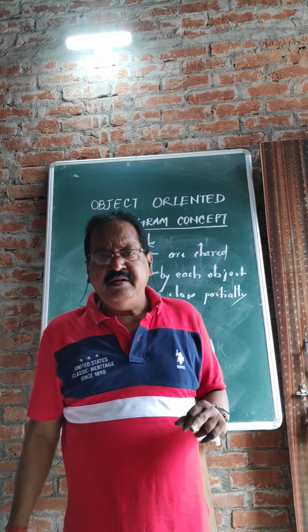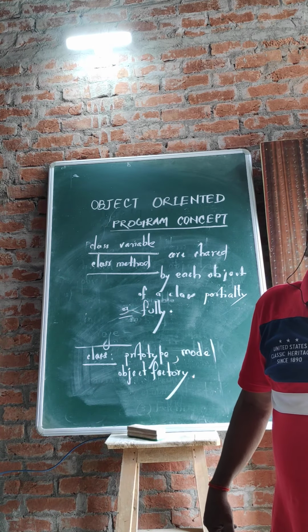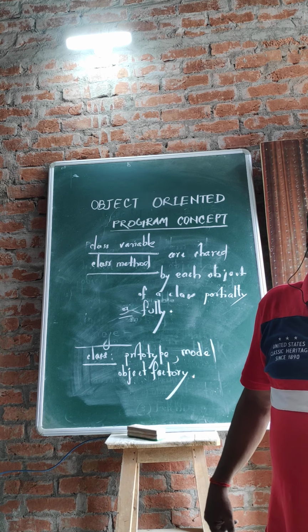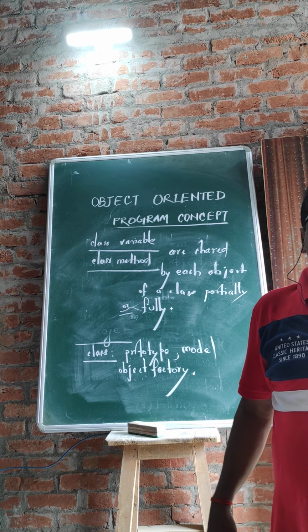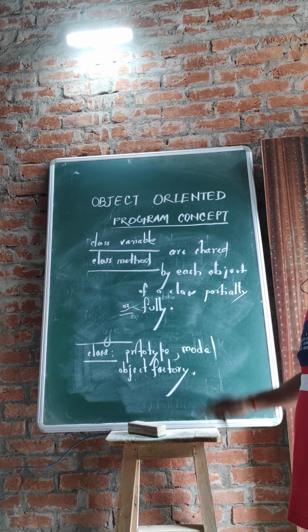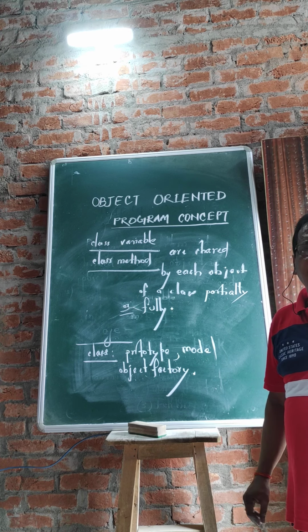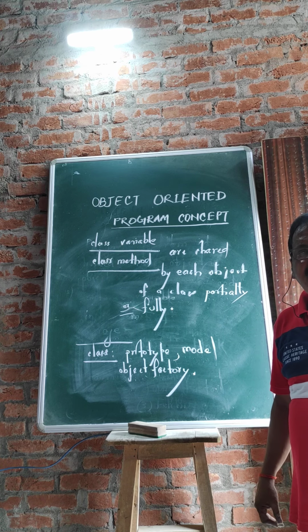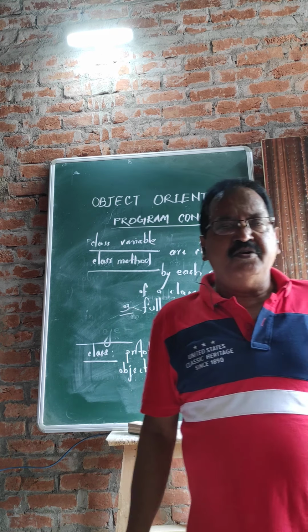Now, students, no two objects share instance variables and instance methods; an object has them independent of another object of the same kind, while class variables and class methods are shared by each object of the class, partially or fully. Okay, students, today I am concluding.